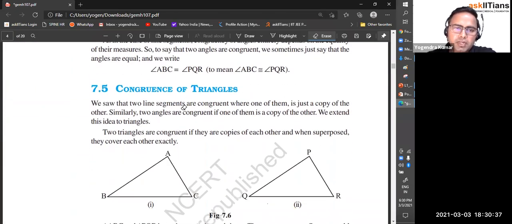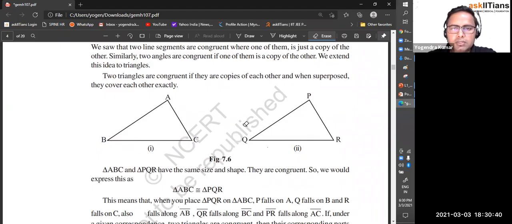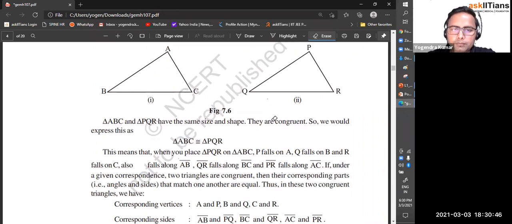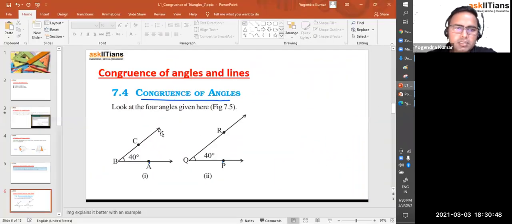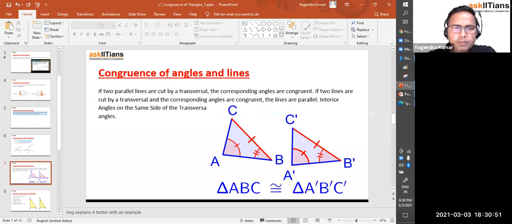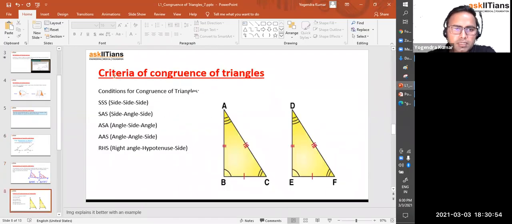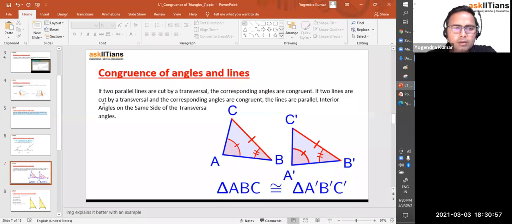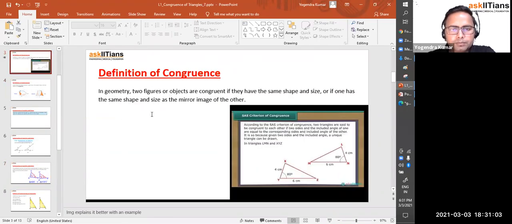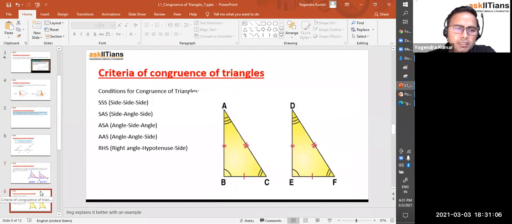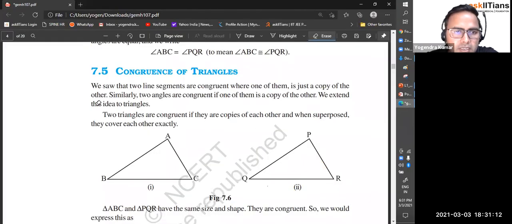Now congruency of triangles. We have seen that triangle ABC is congruent to PQR. So here corresponding angles are equal. Now this is very important. We have seen congruency of angles and lines. Congruency of triangles is when two triangles are congruent, when their corresponding angles are equal, right? So we need to understand that congruency of triangles is like what we saw, that two line segments are congruent where one of them is just a copy of the other.